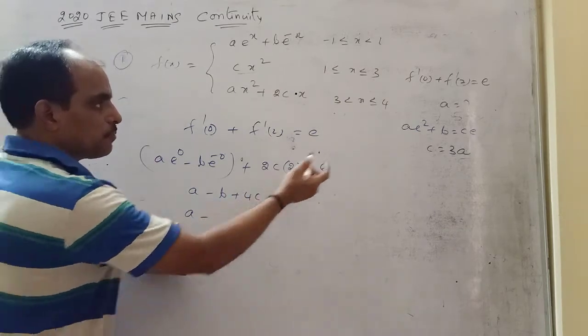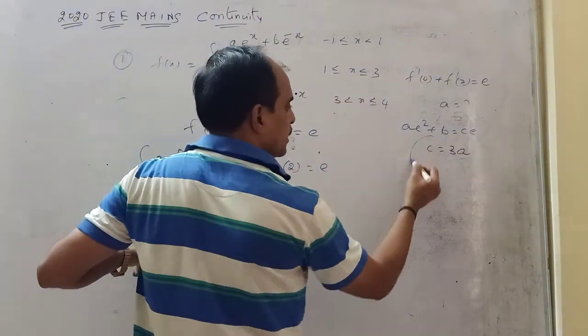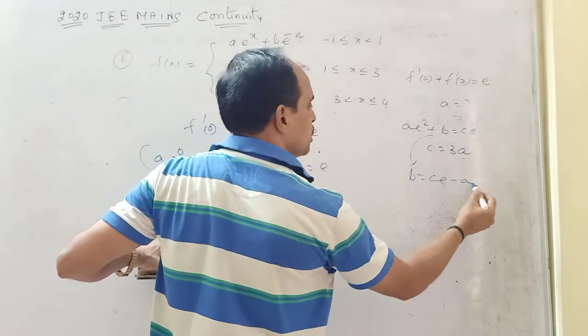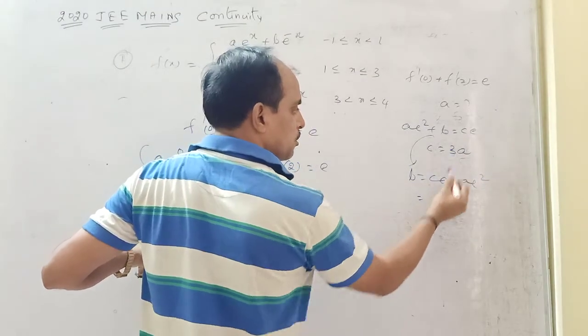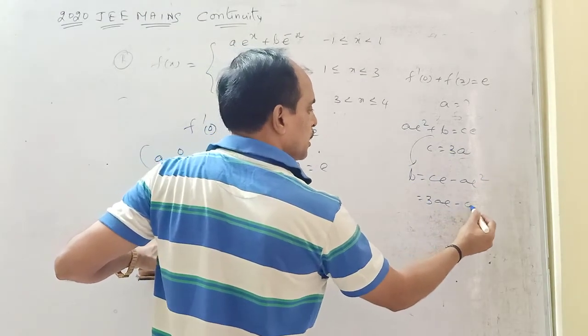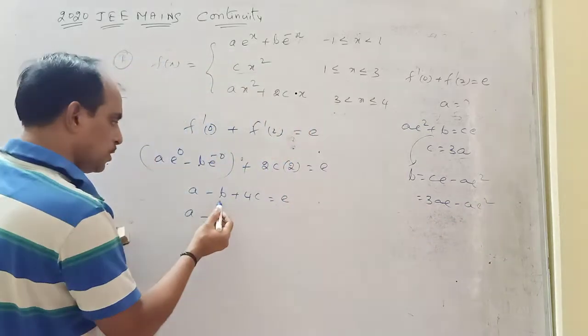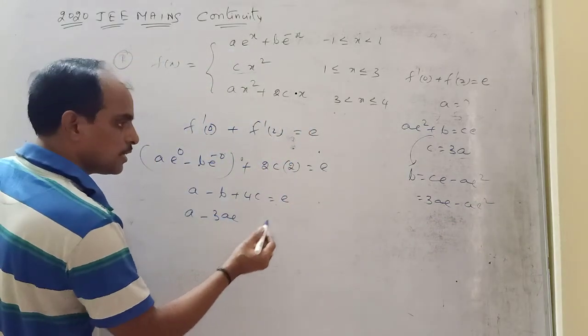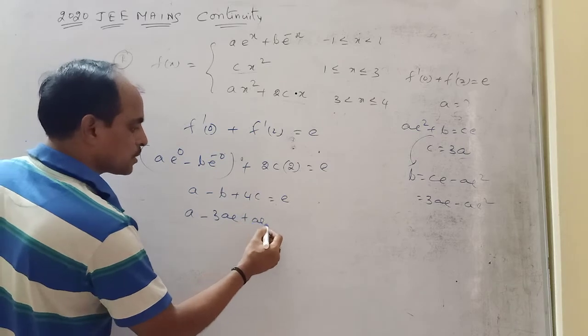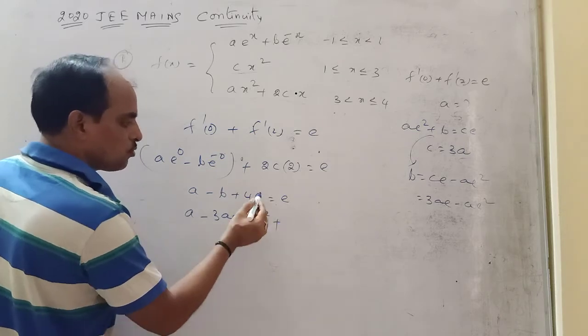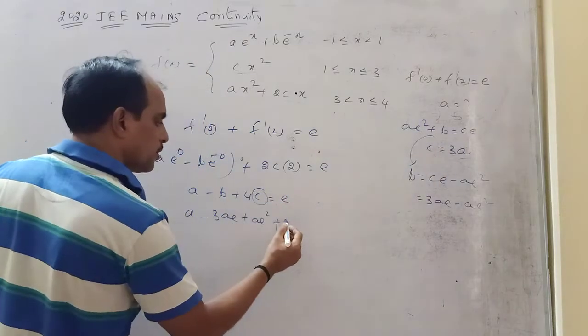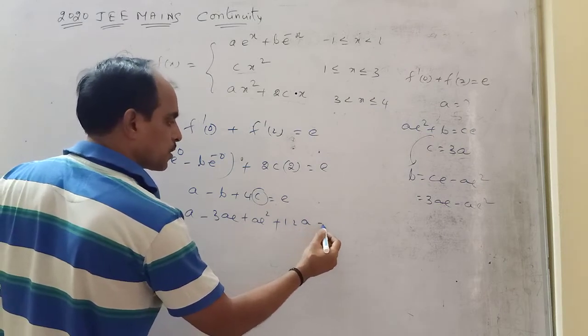Now convert b. B is equal to ce minus ae square. But c is equal to 3a. So 3ae minus ae square. So b can be written as 3ae minus ae square, plus 4c, c means 3a, now it is 12a, is equal to e.